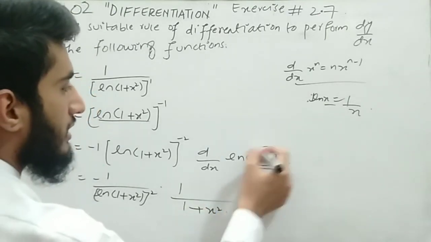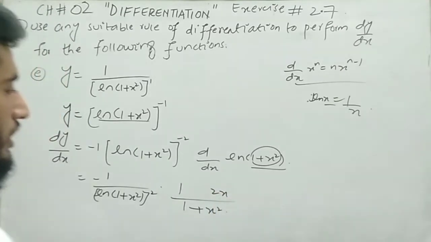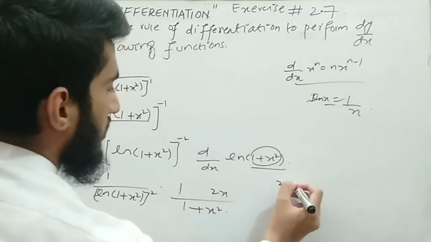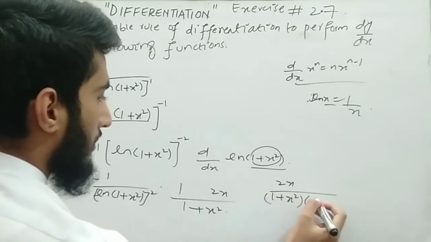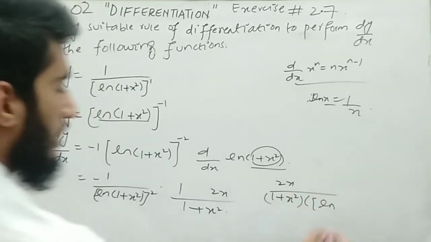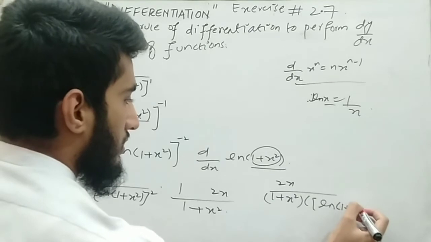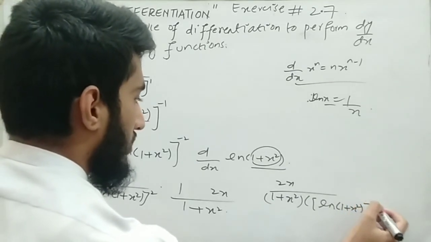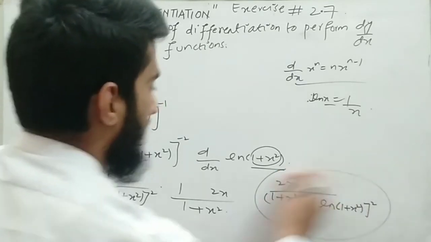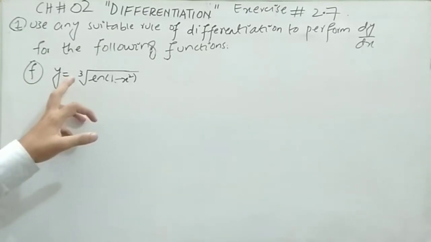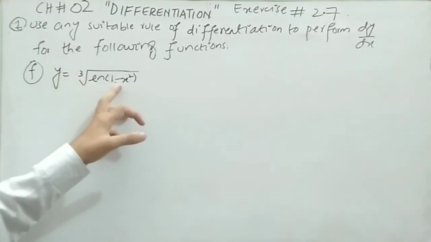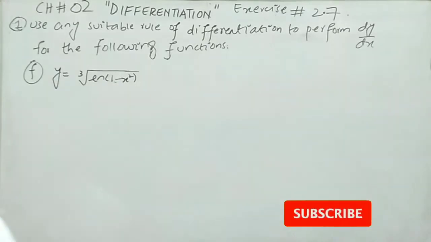Now the derivative of this inner function is 2x. So the whole result will be minus 2x divided by 1 plus x square multiplied by ln of 1 plus x square whole squared. So this is the required derivative. Now move to the last part, number F. It tells that y is equal to cube root of ln of 1 minus x square. Find the derivative of this function.